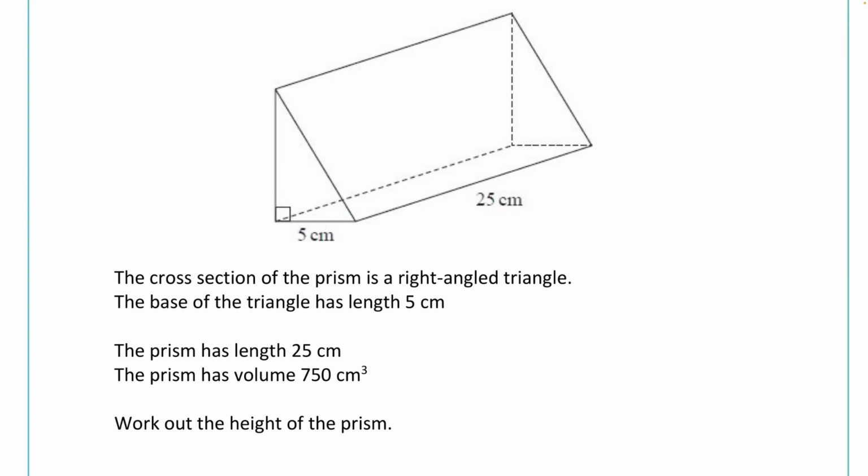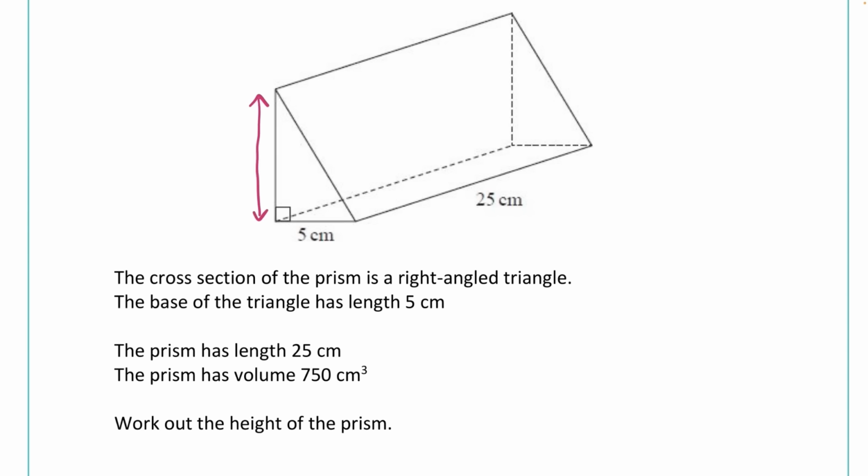So this question here says the base of the triangle has a length of 5. Cool, we can see that. The prism has a length of 25. And then it says the prism has a volume of 750 centimetre cubed. Work out the height of the prism. So we want to know the height of it, which is this length on the triangle here. So that's what we're trying to work out.